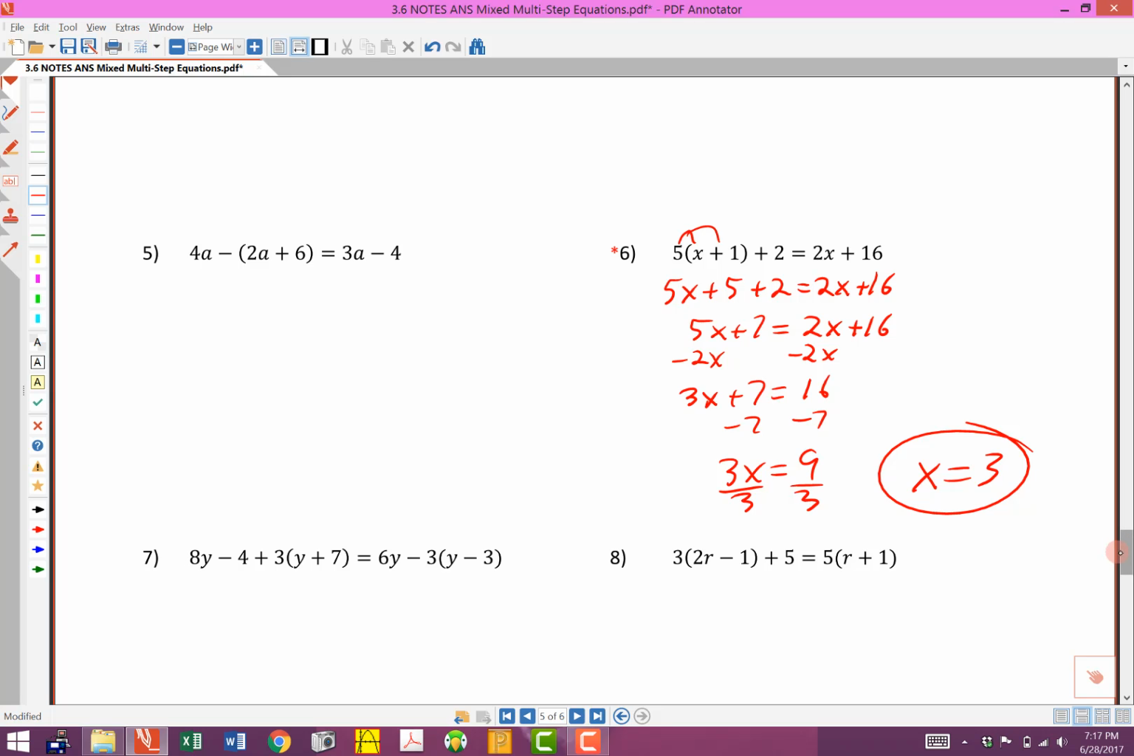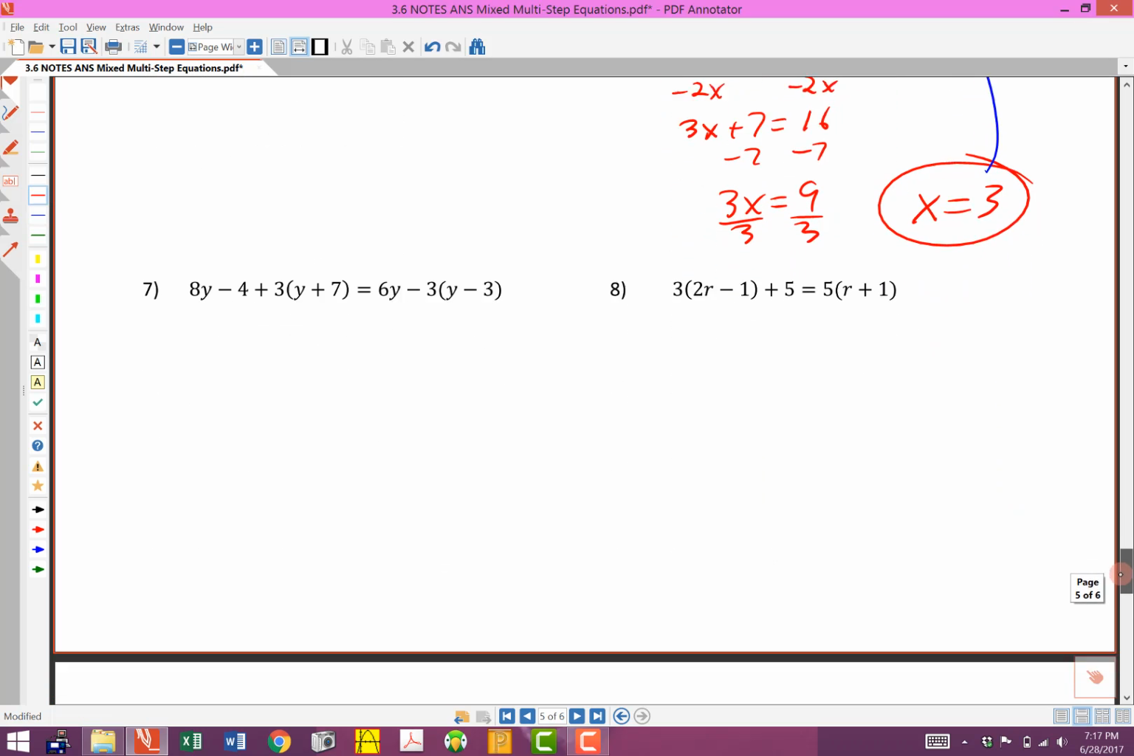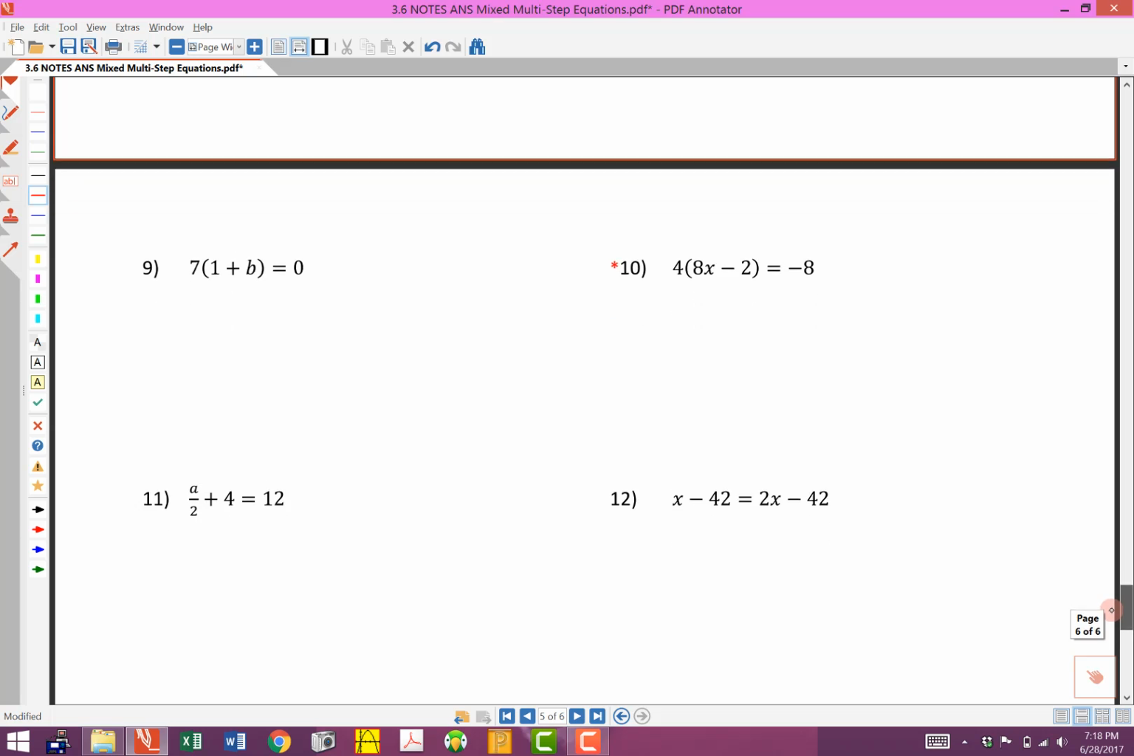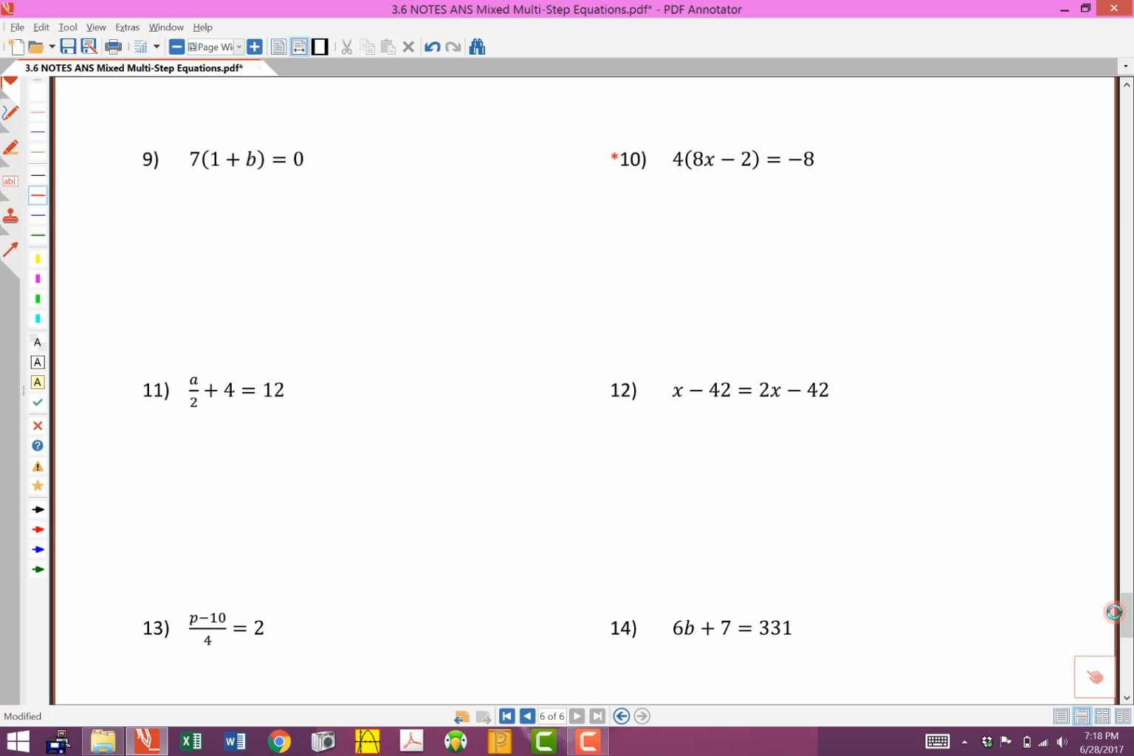And again, especially if this were a test, I would take that and I would plug it in here and plug it in here and see if the two sides equal each other. I guarantee they will on this one. But if it were a test, I'd just double check and make sure you can walk out of the test knowing you got 100%. Okay, let's take a look at number 10.